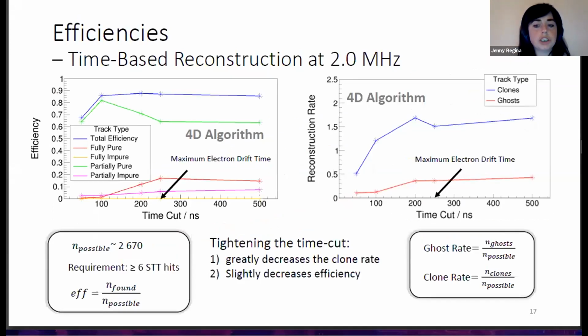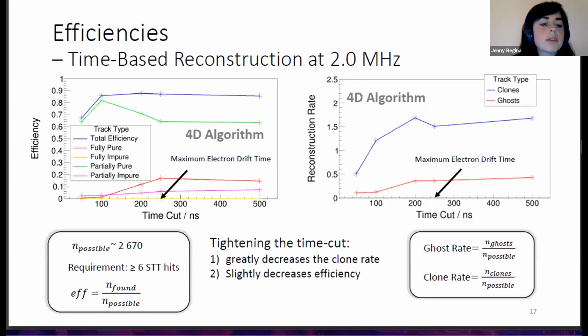And I also want to show the efficiencies as a function of the time cut. So here I do the time-based reconstruction at 2 megahertz. I keep it there, and you can see the efficiency and the fake rate as a function of the time cut. And I've also marked here the maximum electron drift time, so the time cut I was using in the previous slides.